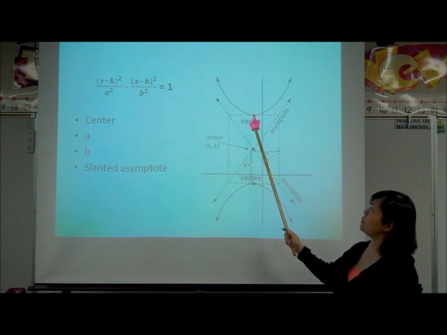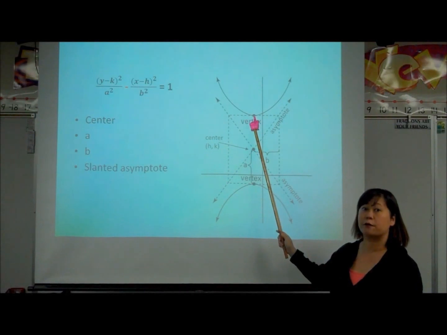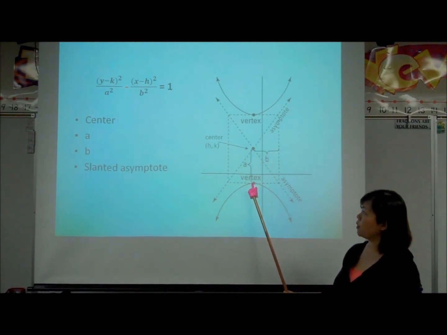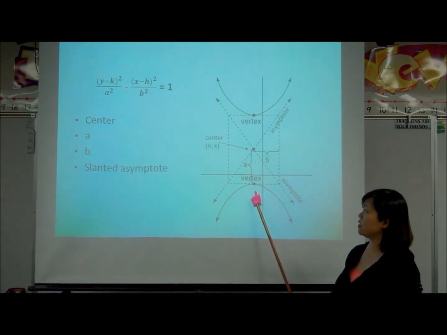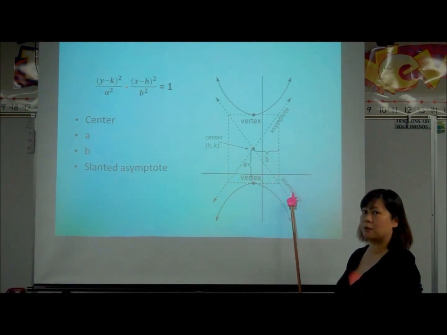Also, make sure that the parabola of this right here touches that dot right there, which is the vertex. Same thing on the bottom right there, make sure it touches that vertex part of it, and also uses the slanted asymptote right there.